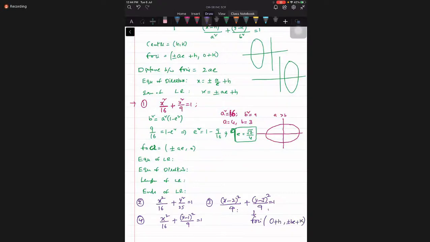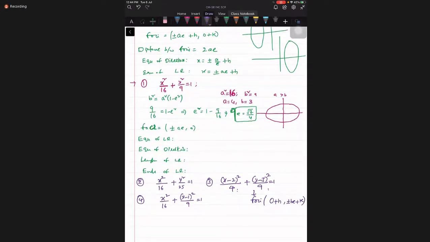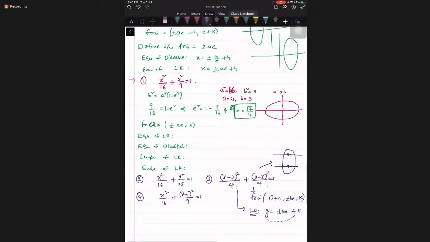Okay, what is the equation of latus rectum for this? Remember, immediately you need to think that it is this type of ellipse, correct? Then the latus rectum is y equal to plus or minus BE, and that's why I'm adding k. Then what is the directrix? y equal to plus or minus B by E plus k. Understand, students?